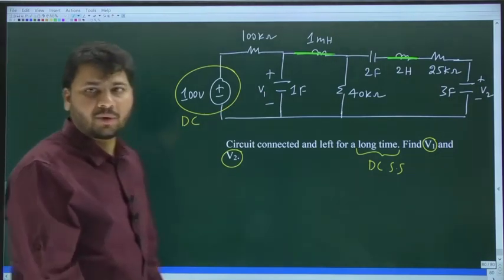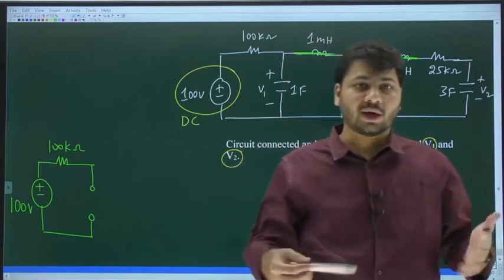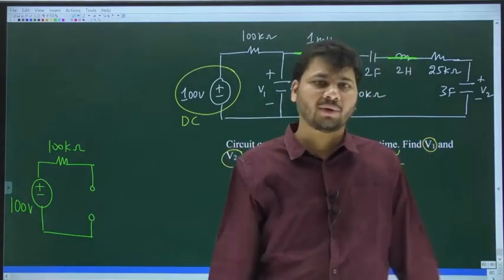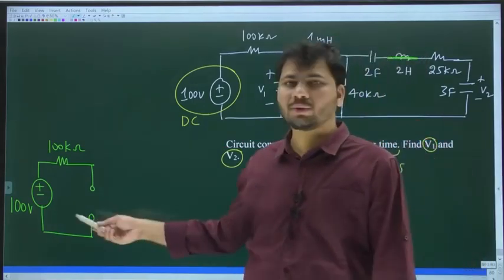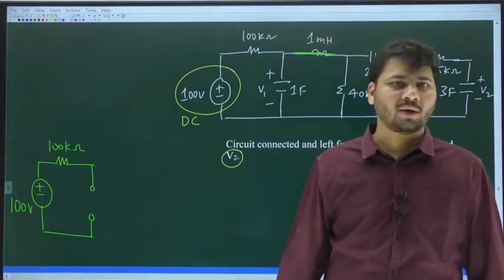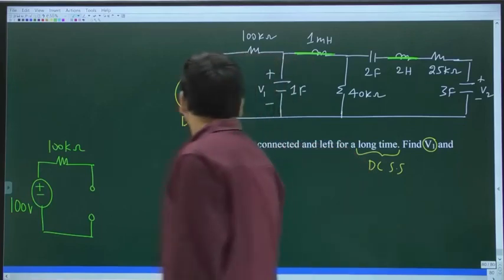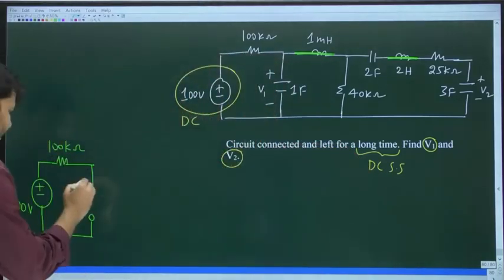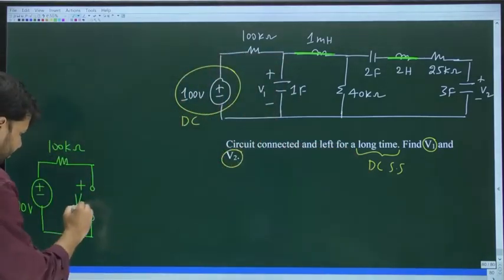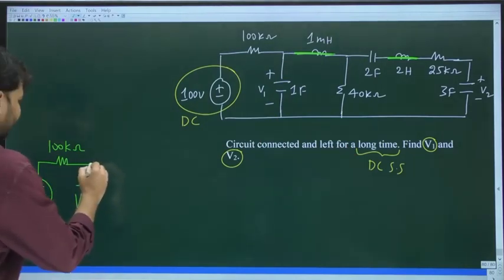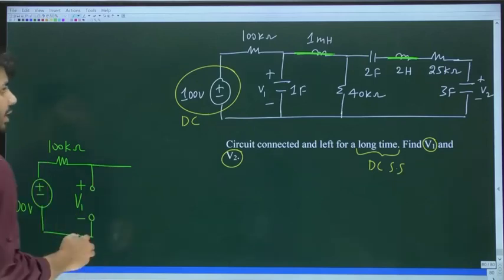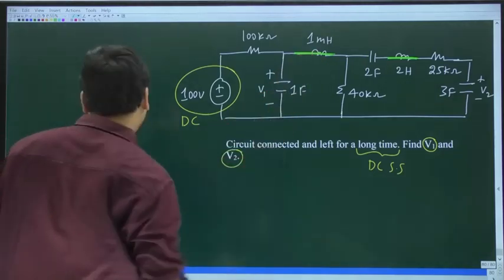Remember, for an open circuit, the current is always what? 0, because there is no path for current to flow. But across an open circuit, between these 2 points, you can have any amount of voltage drop. And in fact, that voltage drop is V1. So V1 is this open circuit voltage.